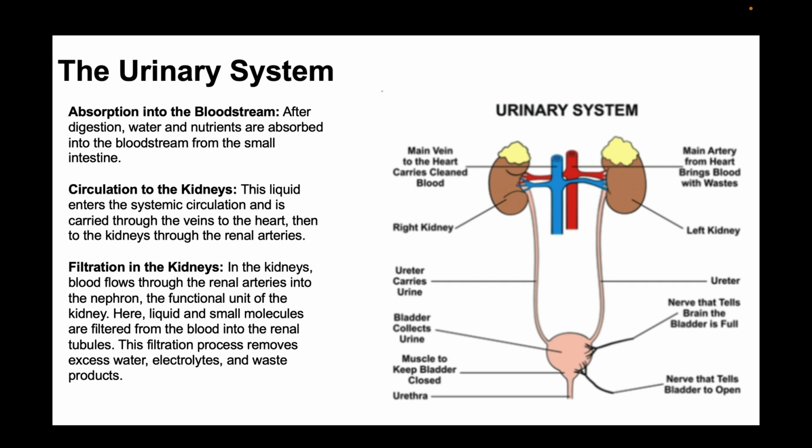From the heart, blood is pumped through the renal arteries to the kidneys. In the kidneys, blood flows through the renal arteries into the nephrons, the functional units of the kidneys. Within the nephrons, blood is filtered through the glomerulus into the renal tubules. This allows for the removal of excess water, electrolytes, and metabolic waste products, forming the primary filtrate.